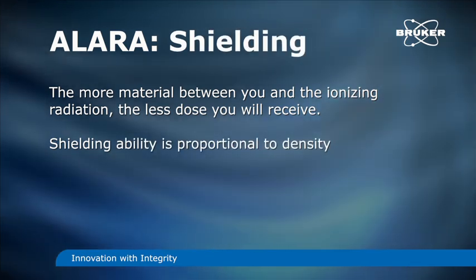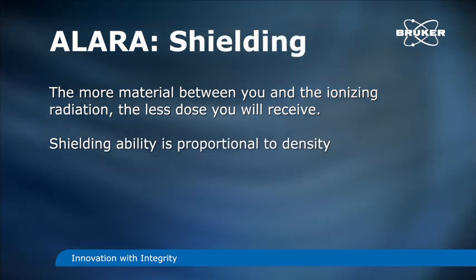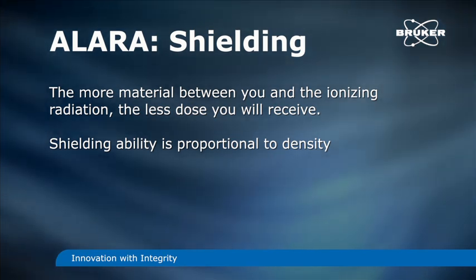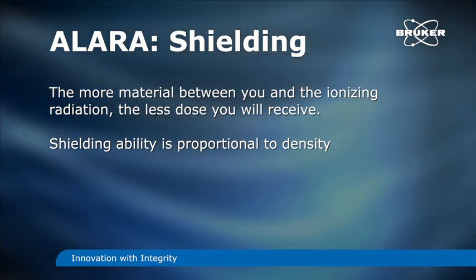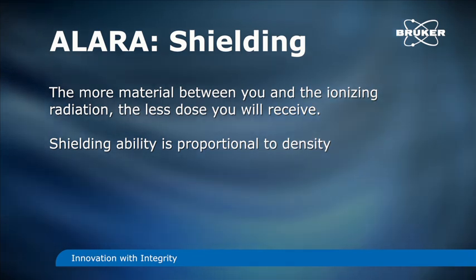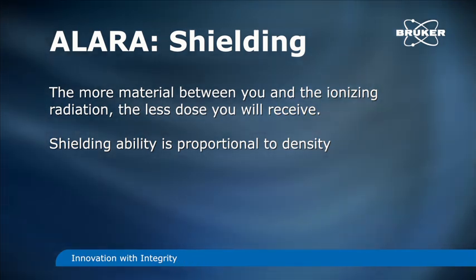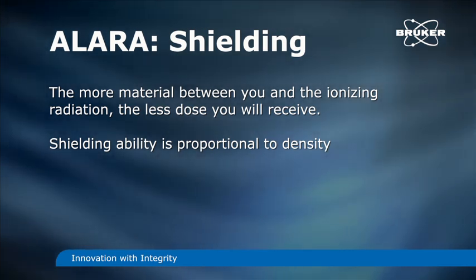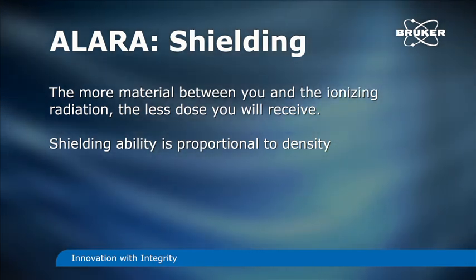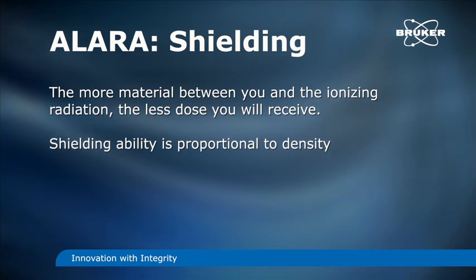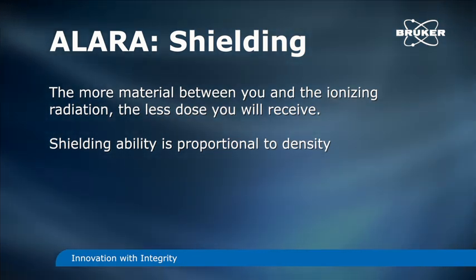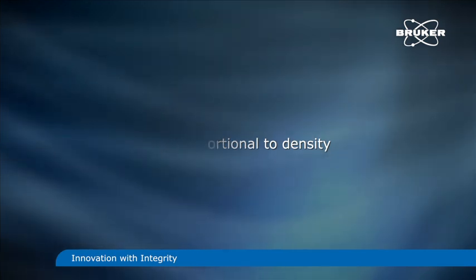Shielding is based on the ability of materials to stop radiation particles or photons by absorbing their energy. As you put more material between you and the source, the dose will decrease. The decrease is proportional to the density of the material. For this reason, lead and tungsten are routinely used to shield X-rays. The design of your analyzer incorporates substantial shielding to reduce the dose outside the analyzer to a minimum.